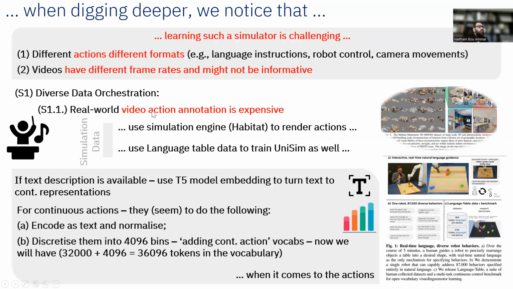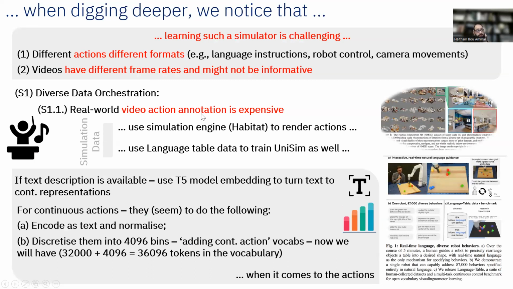Now, when we dig deeper, we notice that simulator learning is actually challenging because different actions give you different formats. For example, we have language instruction in some data sets, robot control in other data sets, and camera movements in other data sets. Those are the different action formats. And also the videos have different frame rates and therefore might not be very informative, so they might not be informative corresponding to the input text that we actually put in.